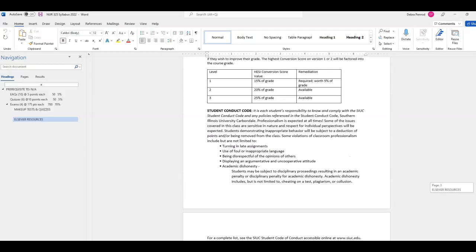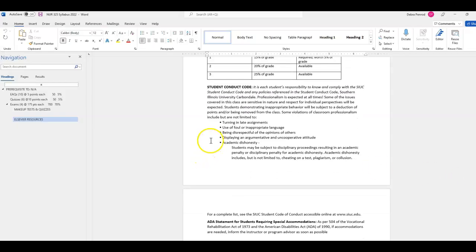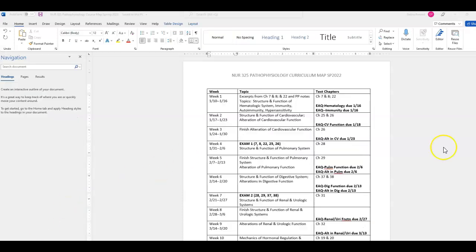So that is the syllabus for the course, and I'm going to pause for a moment and go to the curriculum map. Okay, this is the curriculum map for NUR 325 pathophysiology. So you see it goes week by week, and I have the EAQs listed in the curriculum map for you.